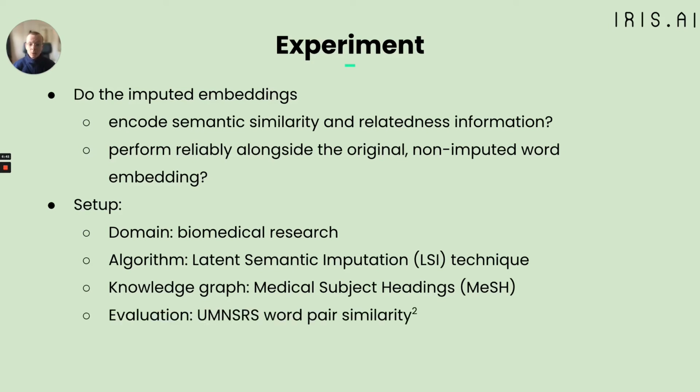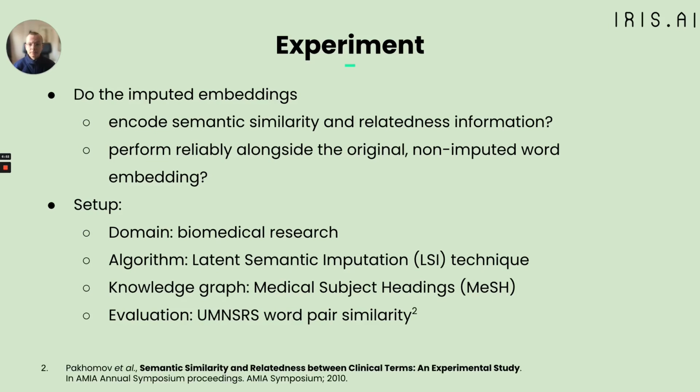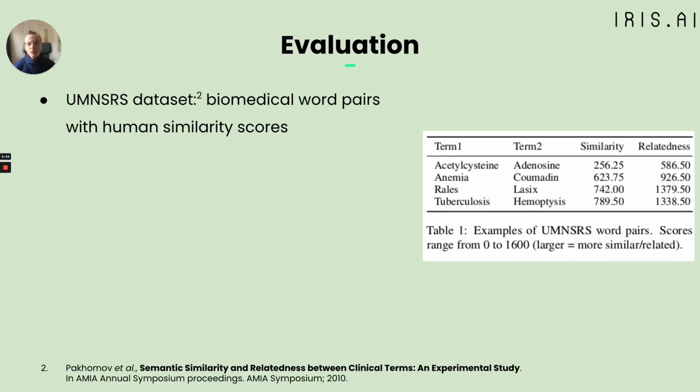We evaluate the quality of the resulting embeddings using the UMNSRS word pairs similarity dataset, which I'll explain in the next slide. The UMNSRS dataset is commonly used to evaluate the quality of biomedical word embeddings. It consists of 566 pairs of medical terms that have been given a relatedness and similarity score by a number of healthcare professionals. Some examples can be seen in the table on the right-hand side.